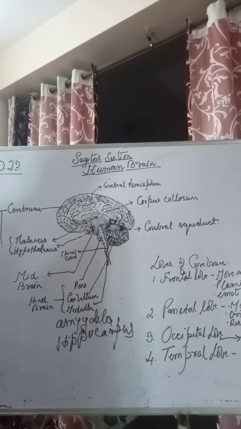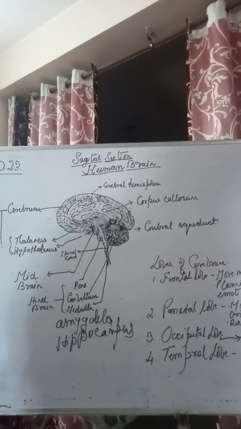And at the dorsal side there are 4 swellings, which are known as corpora quadrigemina. 4 round swellings are there at the dorsal side of the midbrain, which are known as corpora quadrigemina. So I repeat these terms because these are the additional information that you need to know at class level.